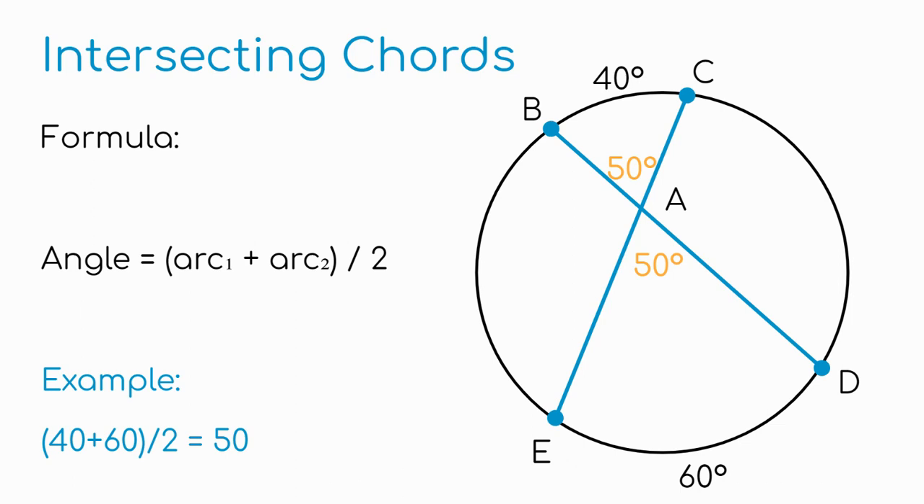So that's intersecting chords, right? Two chords that are intersecting. That's why they're called that. But now they don't share an endpoint and their angles are not at the center. So they're somewhere else inside the circle. We're going to use the formula angle equals arc 1 plus arc 2. We're adding the arcs together and dividing by 2.